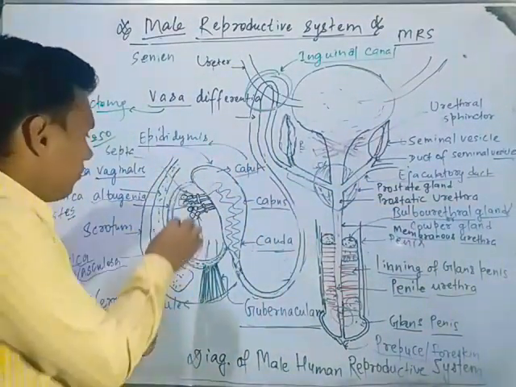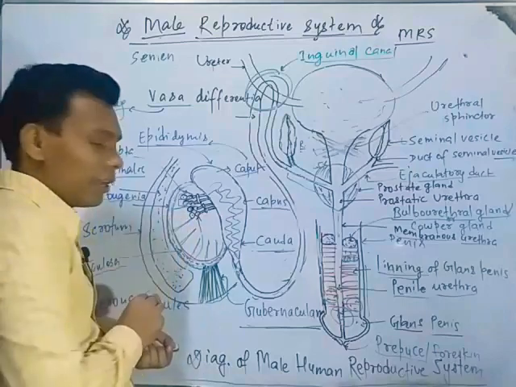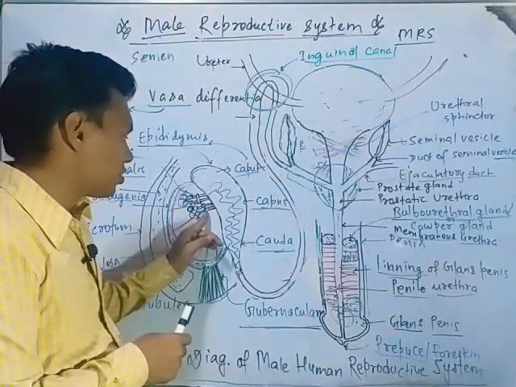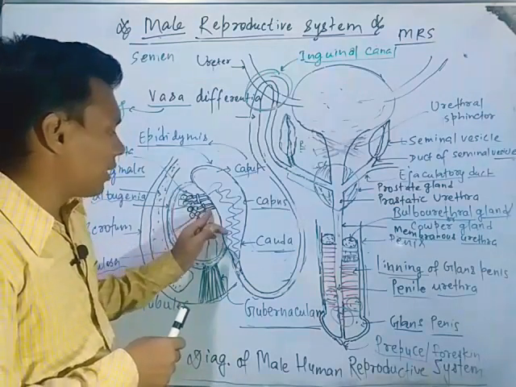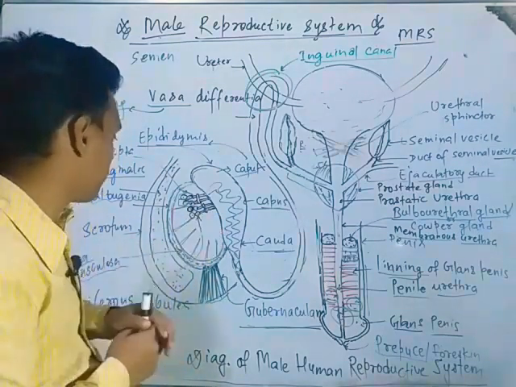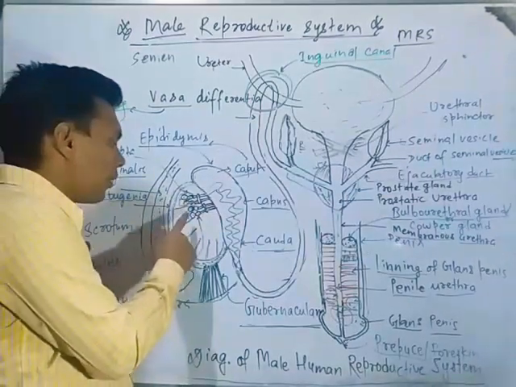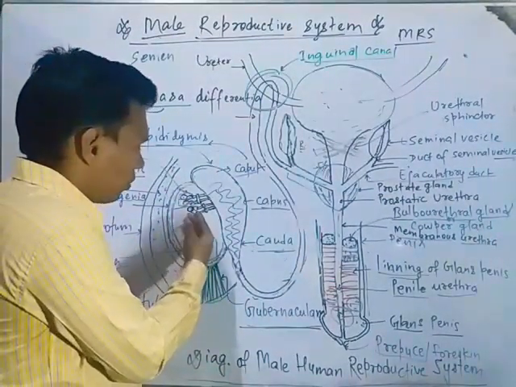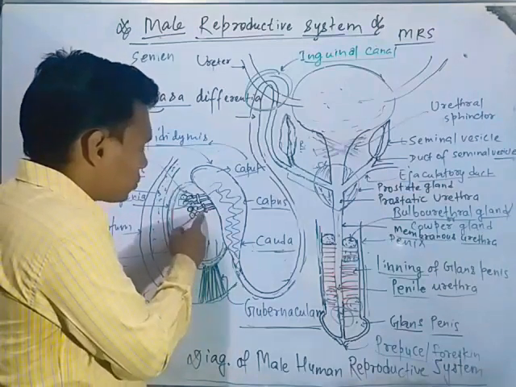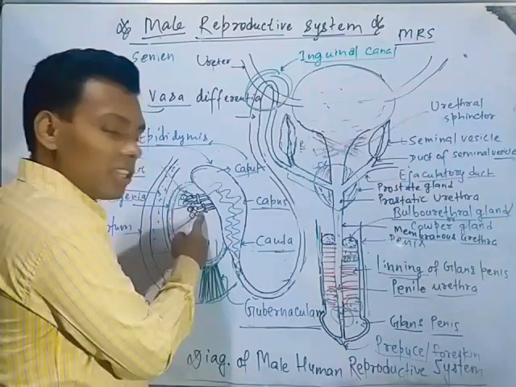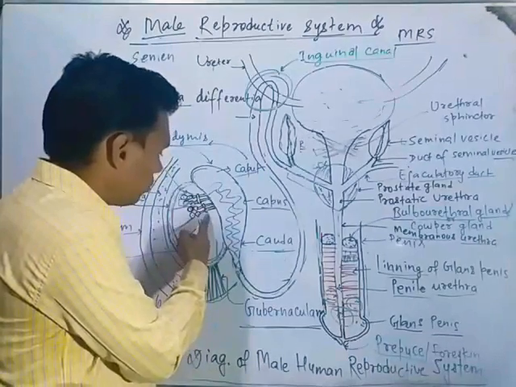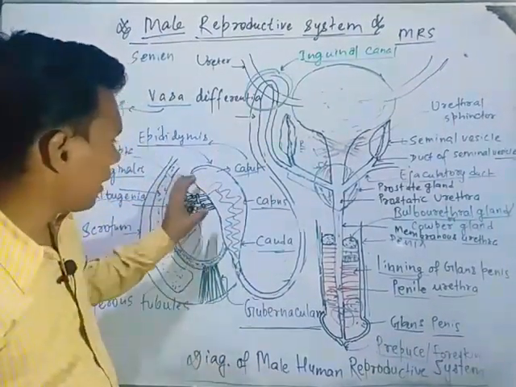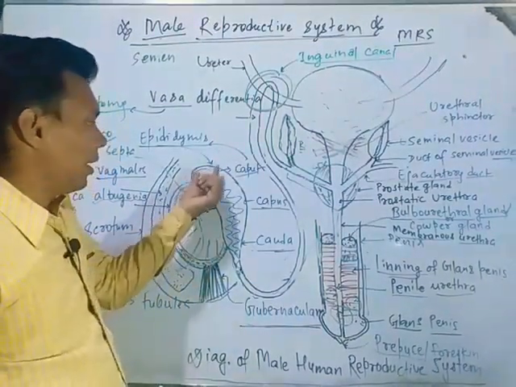Here the seminiferous tubule is connected with the rete testis, and the rete testis is attached with a straight tubule, and the straight tubule is attached with the vasa efferentia. When spermatogenesis is performed, a sperm is released and continues to go into the rete testis, after that into the straight tubule, after that the vasa efferentia, and again comes into the epididymis.